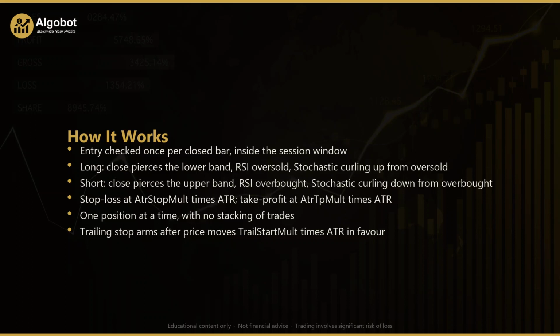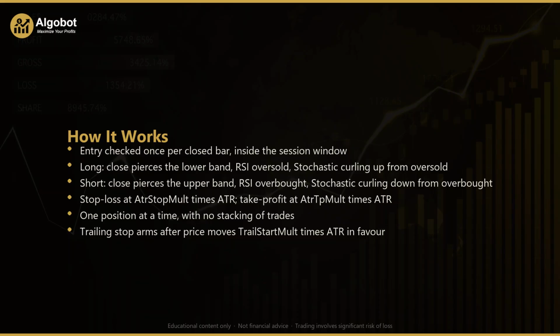The short, or sell, setup is the mirror image. The close must sit at or above the upper Bollinger Band. The RSI must be above its overbought threshold, defaulting to 65, and the stochastic %K must be above its overbought level of 75 while turning back down below %D. When those align, the strategy signals a sell.